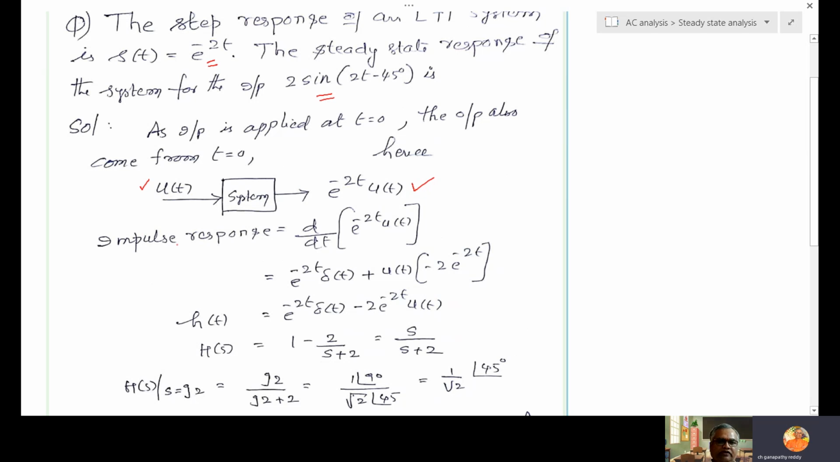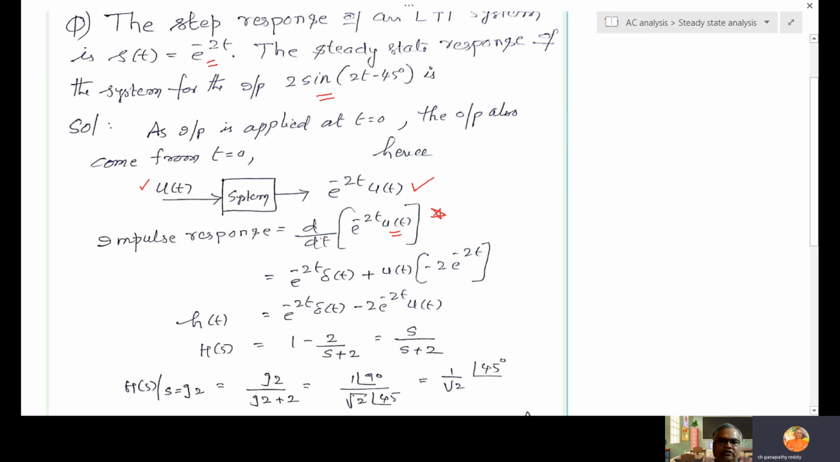Step response is given. What is the impulse response? Impulse response is nothing but the derivative of the step response. So e power minus 2t u of t, differentiate. Here one very important point is don't forget to write u of t. Don't forget to write u of t. When u of t is there, the function is a causal signal existing only for t greater than 0.